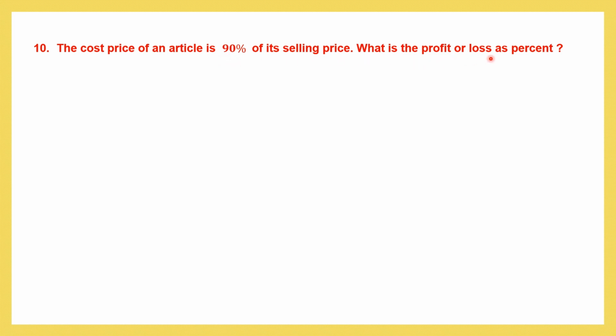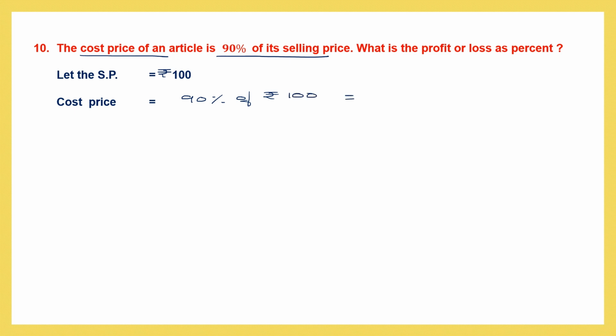Question 10. The cost price of an article is 90% of its selling price. What is the profit or loss as percent? So again, here we don't know what the selling price is. So let's consider the selling price to be 100 rupees. And here it says the cost price is 90% of the selling price. So we can find the cost price also. It is 90% of the selling price, which is 100 rupees. So let's find that. So 90% means 90 by 100 into 100. So let's cancel this. So here we have 90. So 90 rupees is the cost price. So here we have found the cost price. The cost price is 90 rupees.